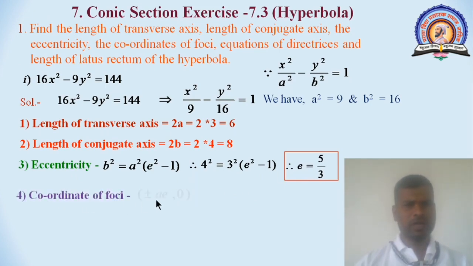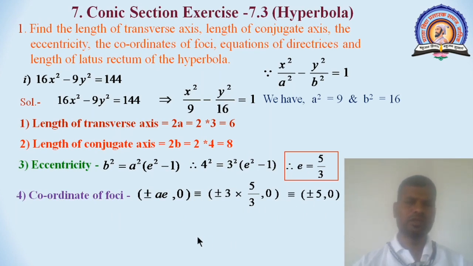Now the coordinates of foci. The foci are (±ae, 0). We know the value of e is 5 by 3 and the value of a is 3. Putting that, we get plus or minus 3 into 5 by 3. The 3 gets cancelled. So the coordinates of foci are (±5, 0).